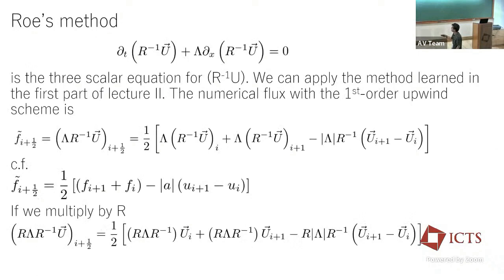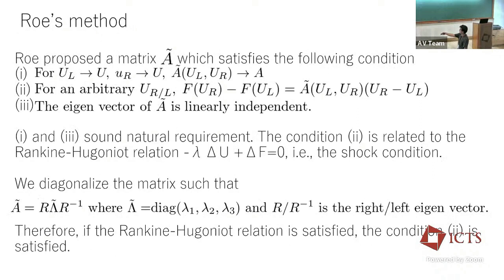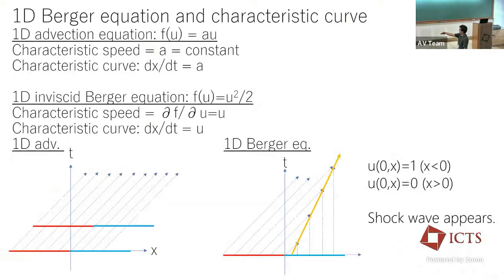So the first order upwind scheme is given by these equations, by multiplying. Lambda is now the characteristic speed, and here are the conservative quantities, and R inverse U in the scalar case, and this is a. Okay, this is just the expression for the scalar case.